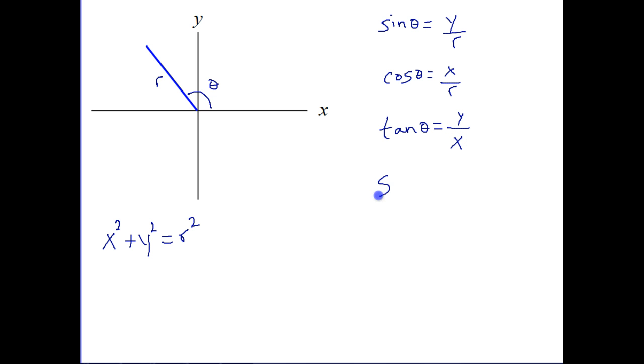And then we can look at secant theta. Secant theta is just the inverse of cosine, so that's r over x. And cosecant theta is the inverse of sine, so that's r over y. And cotangent theta is the inverse of tangent, so that's x over y. Okay, so really this isn't anything different than what we've been doing. It's just now we're going to have an angle like 125 degrees instead of something between 0 and pi, or an angle like 7 pi over 4, instead of something between 0 and pi over 2.